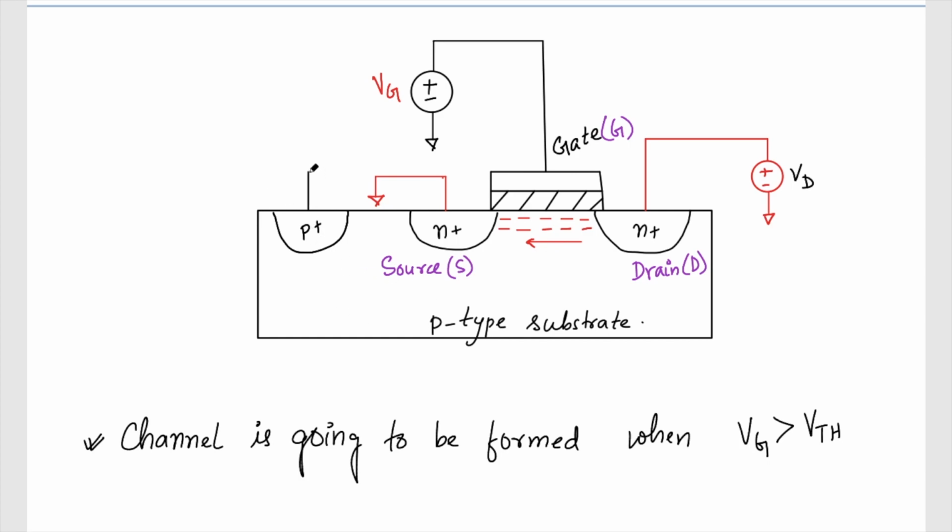So it is just to apply the potential to the substrate, which is also sometimes called the bulk terminal, or B. So this basically provides potential. And now one may ask why we are going for P plus.